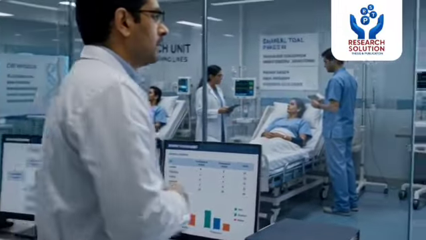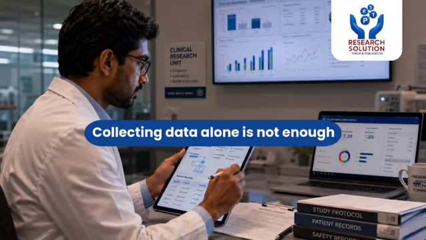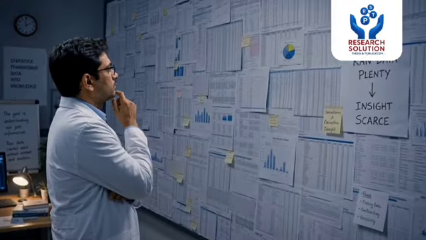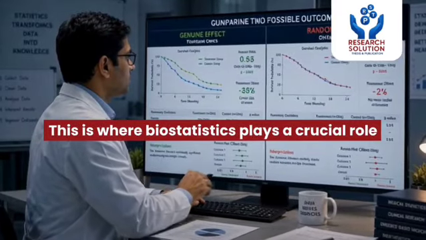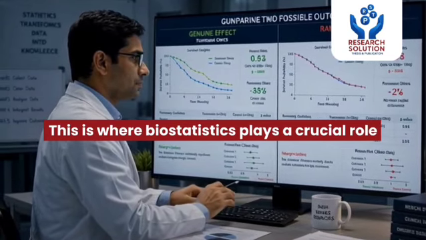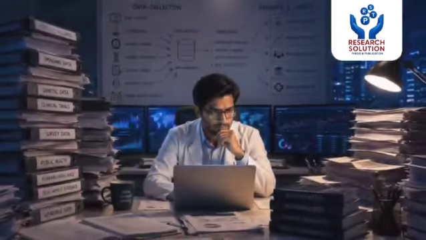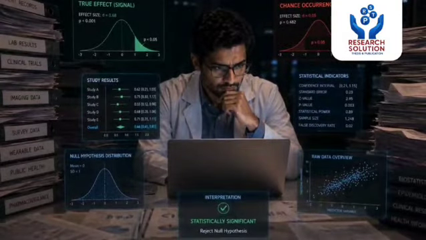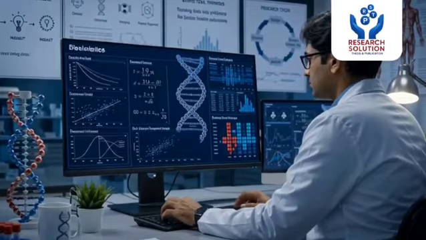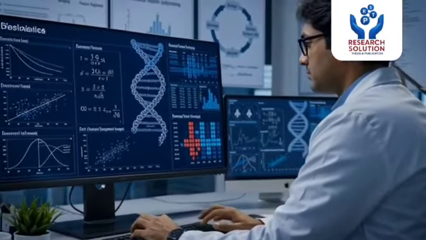Imagine conducting a study on a new treatment. Collecting data alone is not enough. Researchers need to know whether the results are genuine or simply due to chance. This is where biostatistics plays a crucial role. It helps in designing studies, selecting appropriate sample sizes, analyzing data, and interpreting findings accurately.